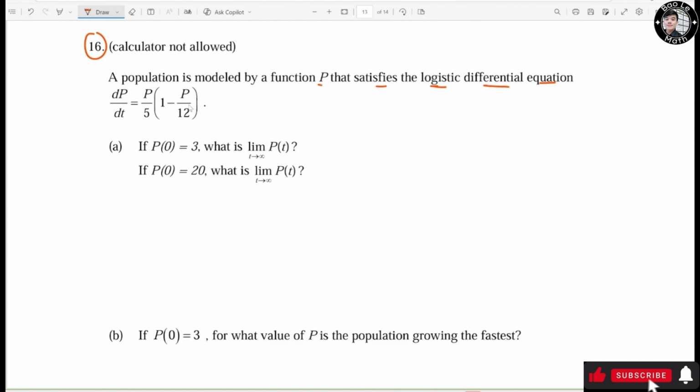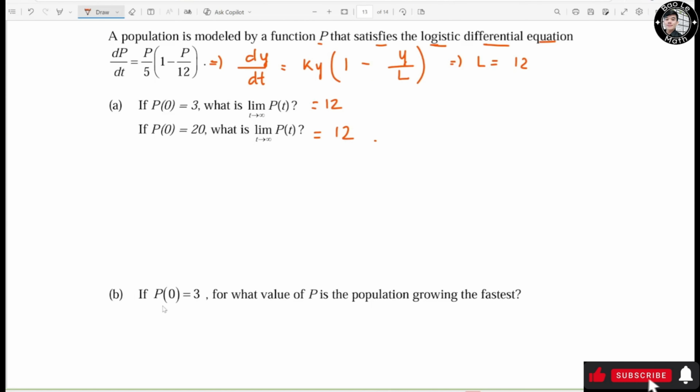Look at this one. dy/dt = k times y times (1 - y/L). We just match this up, so the carrying capacity is 12, which is the maximum value. The limit of this as t approaches infinity always equals the carrying capacity, which is the maximum value. So it could be 12.